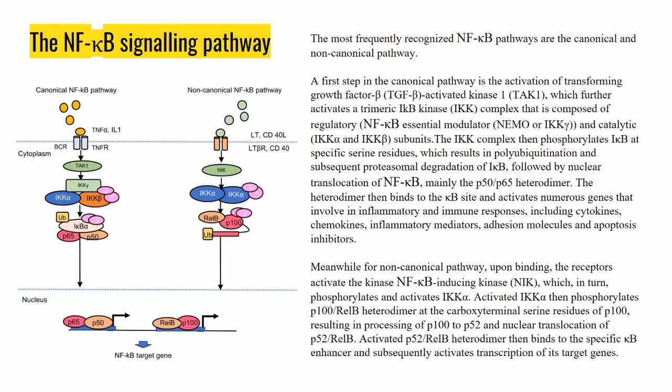Upon binding, these receptors activate the kinase NF-kB inducing kinase, NIK, which in turn phosphorylates and activates IKK alpha. Activated IKK alpha then phosphorylates the P100/RelB heterodimer at the carboxy terminal serine residues of P100, resulting in processing of P100 to P52 and nuclear translocation of P52/RelB. The activated P52/RelB heterodimer then binds to the specific kB enhancer and subsequently activates transcription of its target genes.